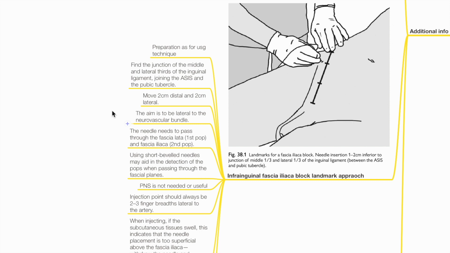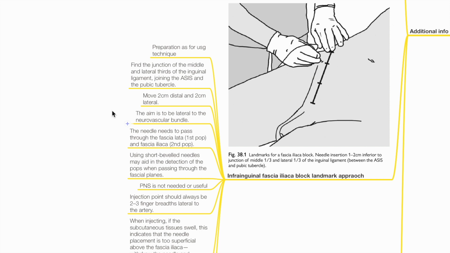Needle needs to pass through the fascia lata, first pop, and fascia iliaca felt as the second pop. Use short bevel needles to aid detection of the pops when passing through fascial planes. Peripheral nerve stimulator not necessary. Injection point should always be 2 to 3 finger breadths lateral to the femoral artery.